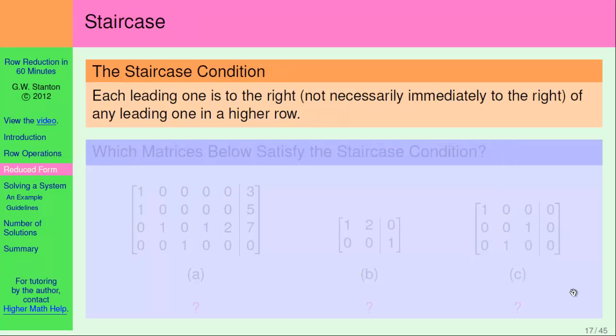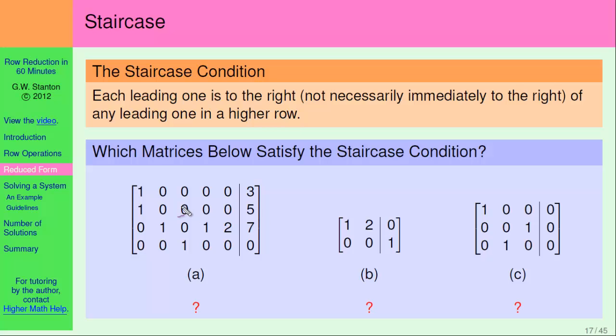Next condition we are going to call the staircase condition, and it says that each leading one is to the right of any leading one in a higher row. Let's see how that looks in an example. So our leading ones in the first matrix are in these circled positions. What type of staircase might this make? Well, you can see that the first step is a steep vertical drop, and that's not good. So in other words, the second leading one is not to the right of the leading one above it. So this matrix does not satisfy the staircase condition.